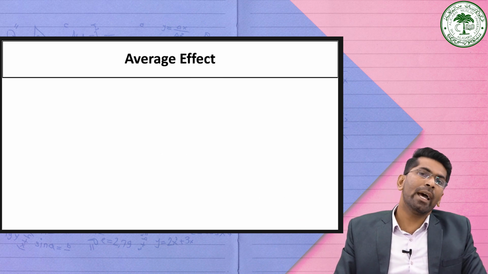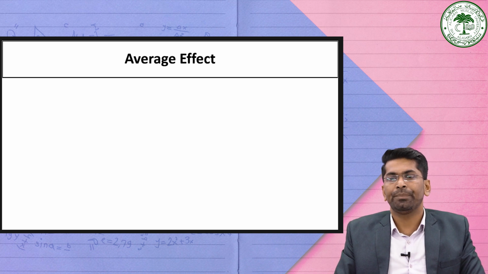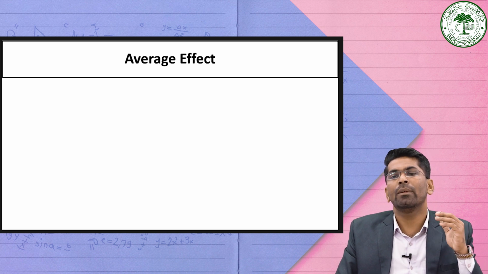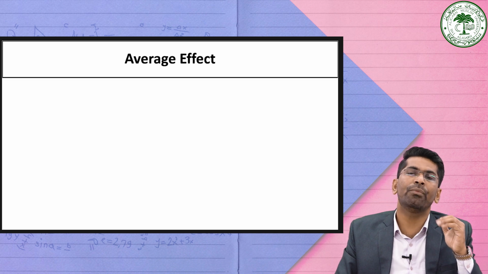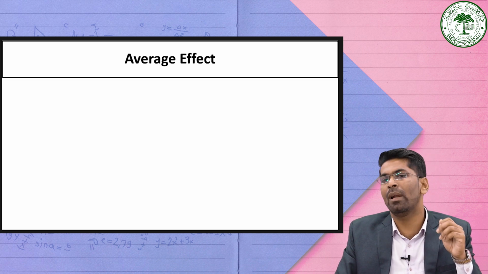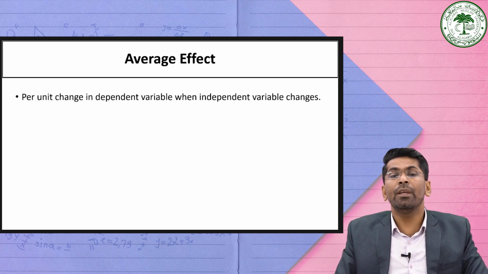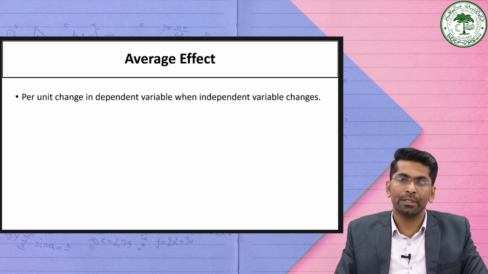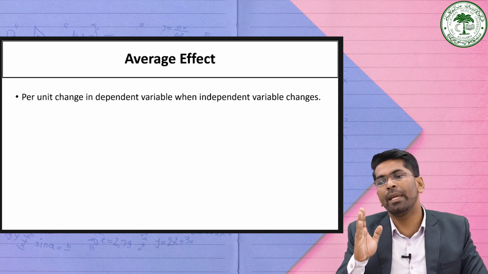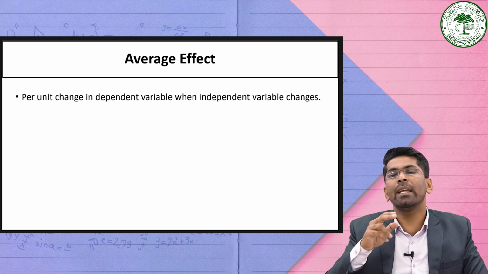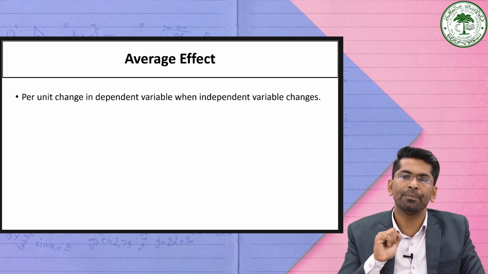Now we are introducing another concept, that is average effect. See, economists are often interested in knowing the average effect of a change in independent variable x on the dependent variable y, and it is the per unit change in the dependent variable when the independent variable changes. In our previous example, the income consumption relationship, the average effect of consumption refers to the overall impact of income on the consumption over a certain range of income levels.